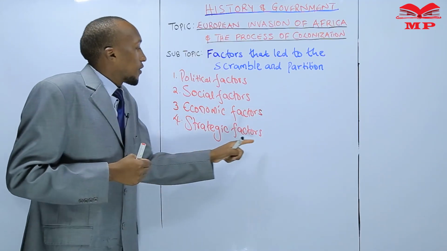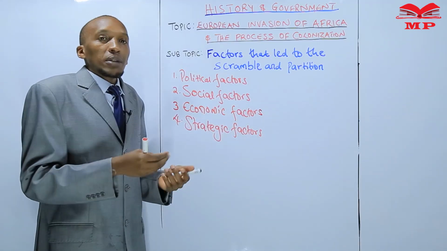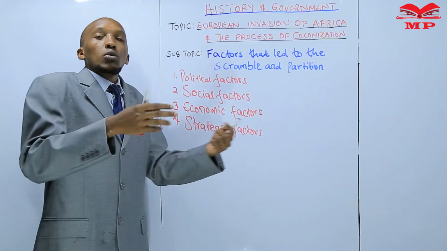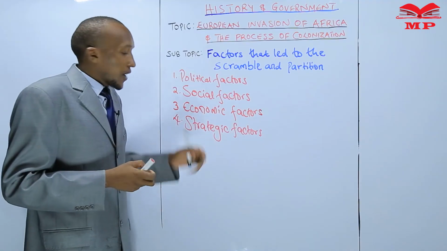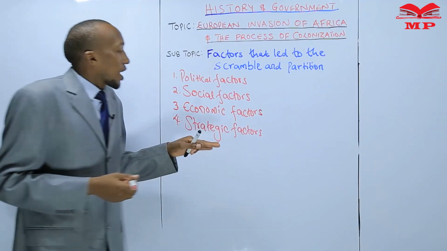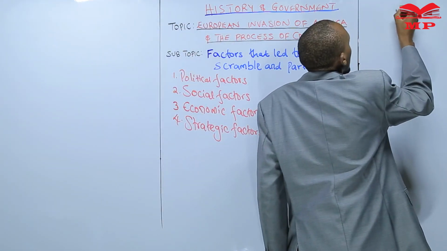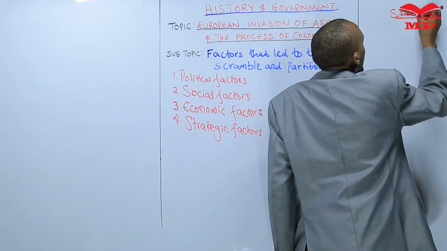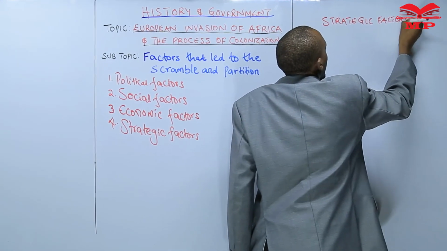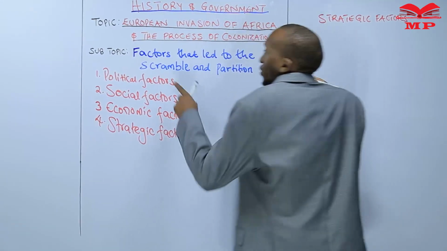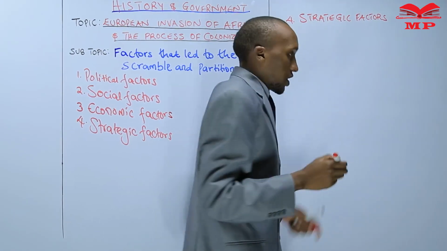So when you talk of strategic factors, we are talking of places or the factors that made the European powers come to Africa that would benefit them directly. Those are the strategic factors. So, my dear learner, let us look at what these strategic factors are. Remember we are talking of scramble and partition. So that is number 4. What are these strategic factors?